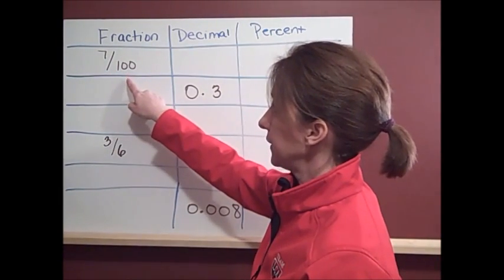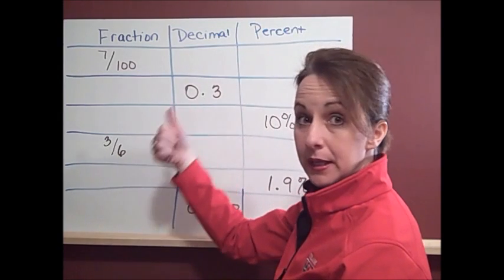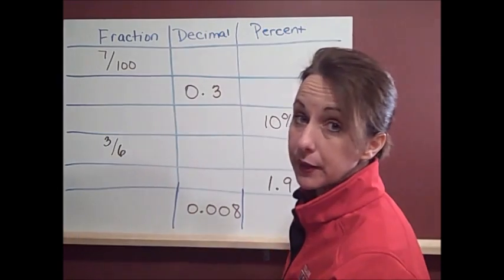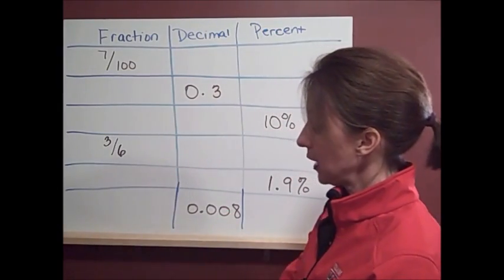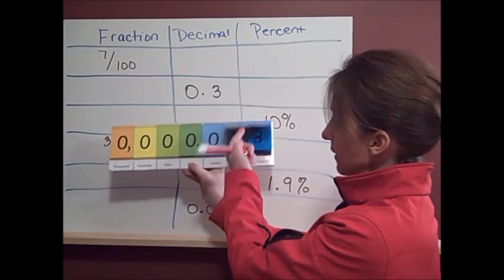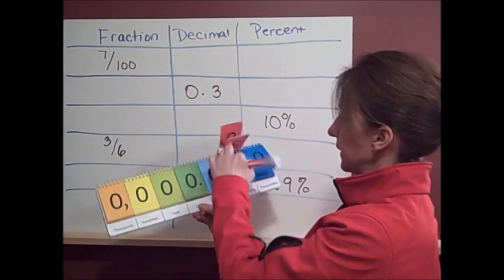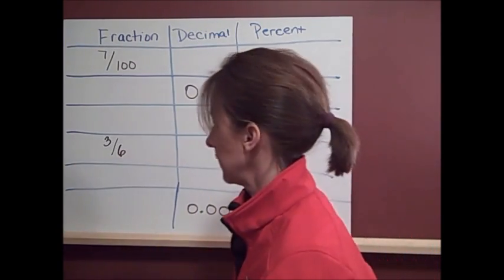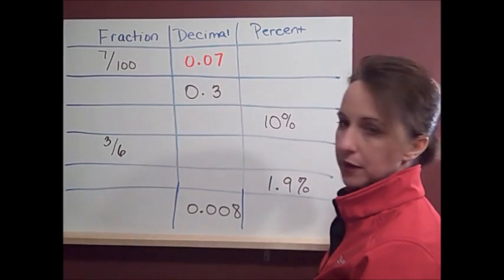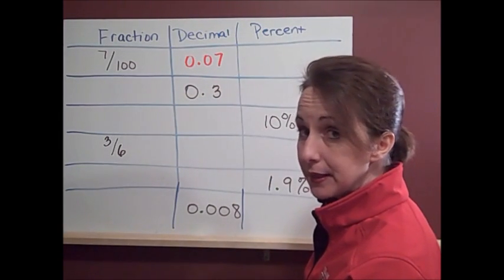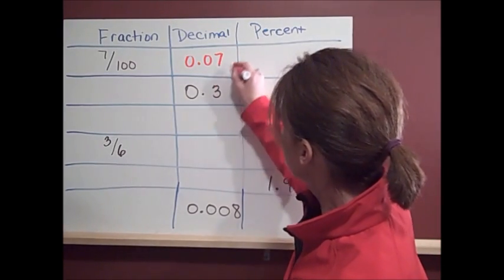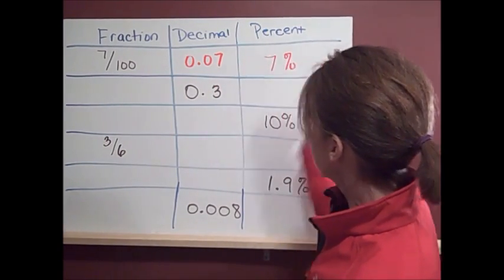7 hundredths. Turn a fraction to a decimal. Tip me over and divide me out. Or remember one of the rules. Hundredths means use the place value chart. So I could write a decimal by putting a 7 in the hundredths place. So my decimal would be 7 hundredths. Decimal to the percent means to the right, to the right. 7%.